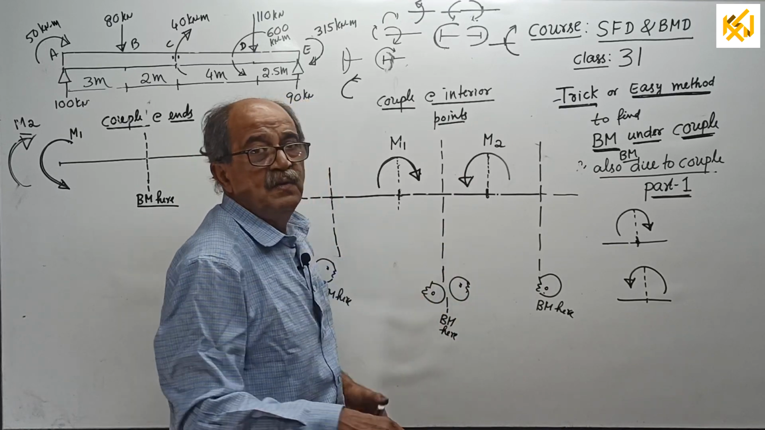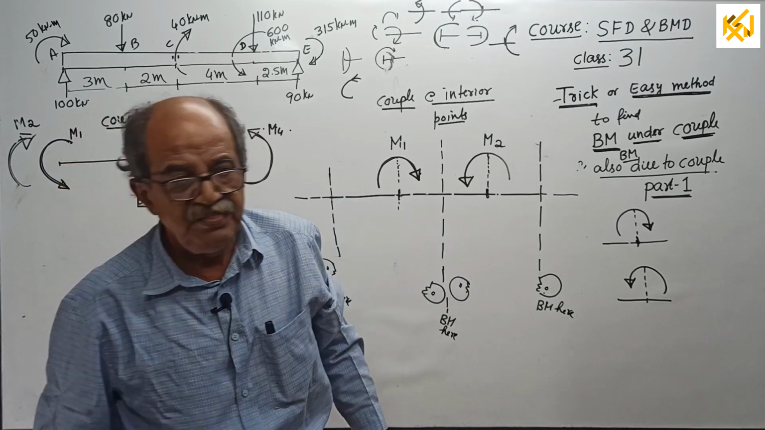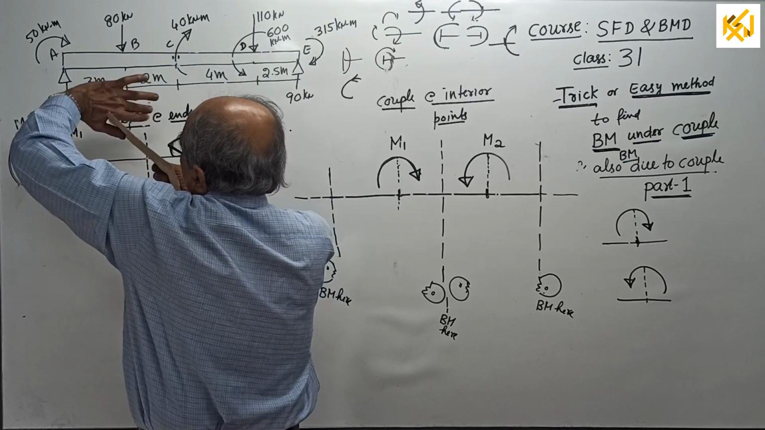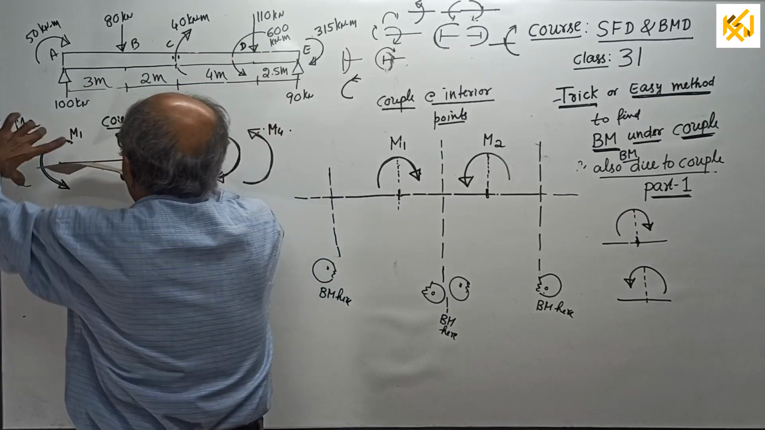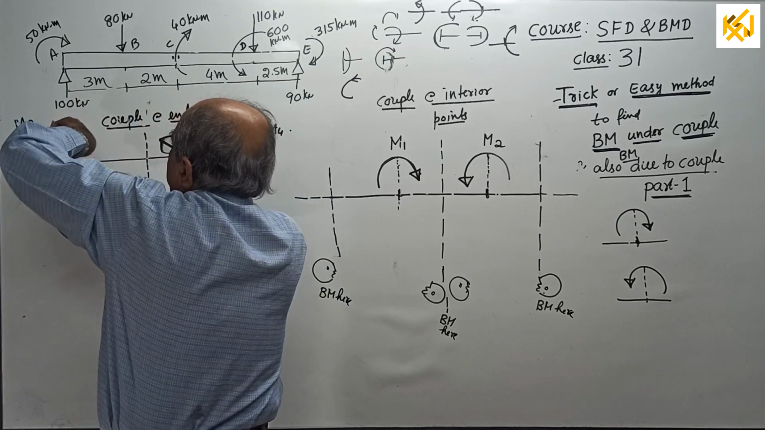Okay, now, first for those who are serious, the correct method. See correctly. Hogging, no clockwise, anti-clockwise: hogging is negative. Sagging is positive.